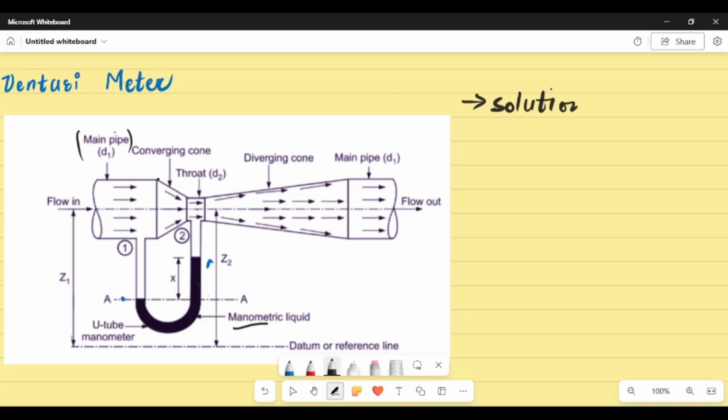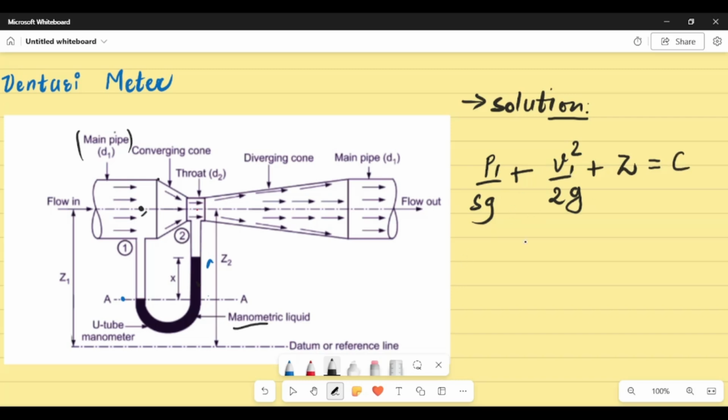So since we are dealing with Bernoulli's theorem here, I would like to start with Bernoulli's theorem. First of all, I will apply Bernoulli's theorem in this portion of the tube. So Bernoulli's theorem in this portion of the tube can be correspondingly written as P1 by rho g plus v square by 2g plus z equals to constant.